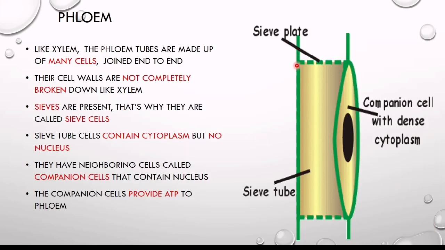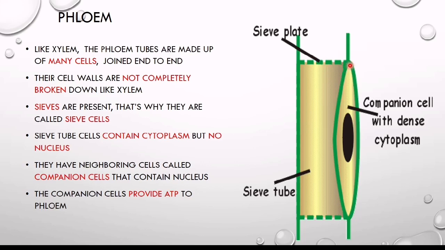The next part of this plant transport system is the phloem. The cells are joined end to end and they form a long tube that is called the phloem tube. In this tube, the cell walls are not broken completely, but you can see that there are small holes, and these holes act like a sieve. This complete structure is a sieve plate, and this is one cell, this is the second cell. Sieve plates are present between the two cells, and because of the presence of the sieve, they are called sieve cells.